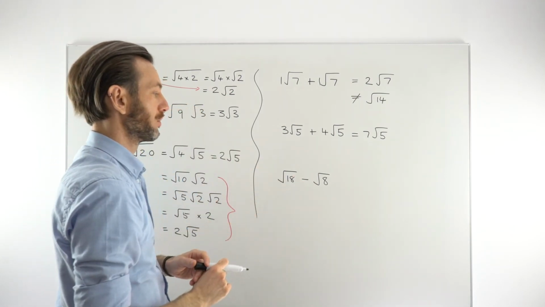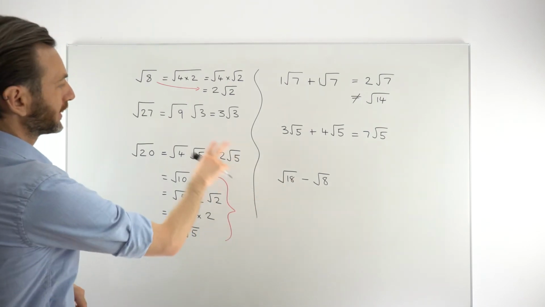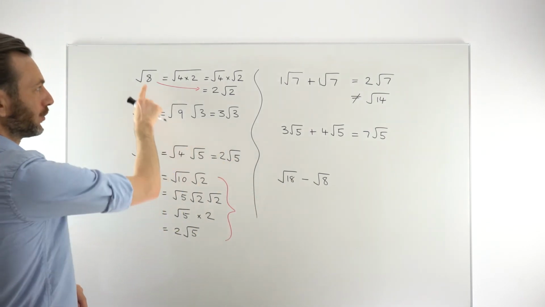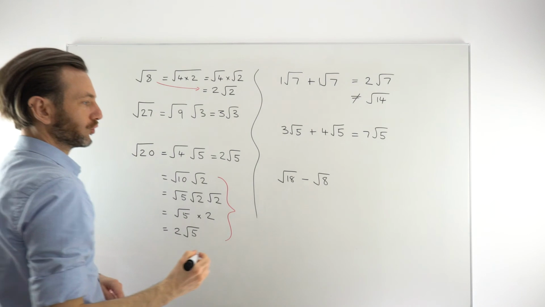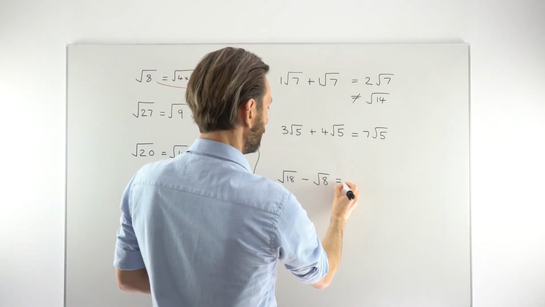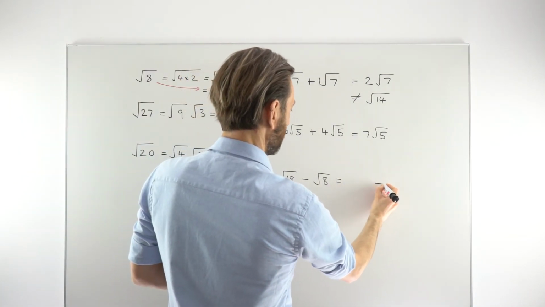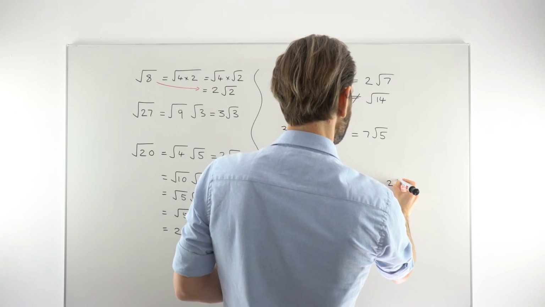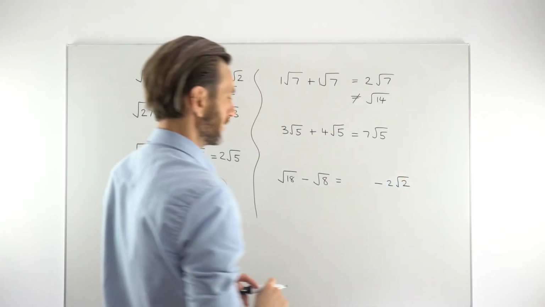So we can only add these or subtract them in this case if we can get them into the same form. So what we're going to do, we're going to pull in the technique that we tried over here. So the root 8 we've already got is 2 root 2. So let's just maybe rewrite this. So it's going to be something minus 2 root 2, which is another way of writing the root 8.